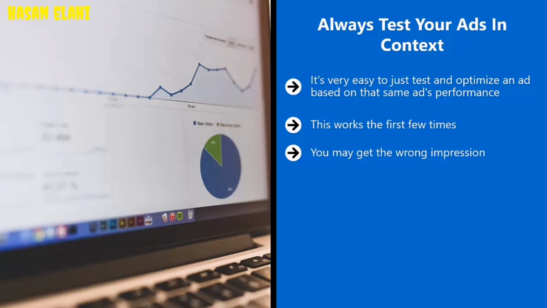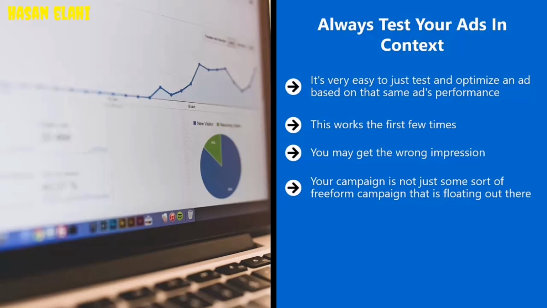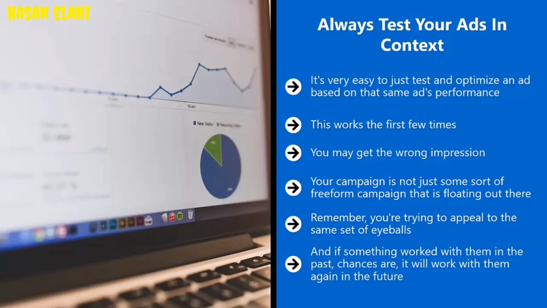This is why you have to always look at the context of your campaigns. Your campaign is not just some sort of free-form campaign that is floating out there. You must connect it with what went on before. Remember, you're trying to appeal to the same set of eyeballs. Unless you are dramatically shifting your target audience, you're essentially still trying to appeal to the same people. That is the context. And if something worked with them in the past, chances are it will work with them again in the future. The key is to break this down to basic principles or elements and apply those principles and elements to your new ads. There's no way to measure the success of that strategy unless you compare the performance of these later ads with the ones that came before.